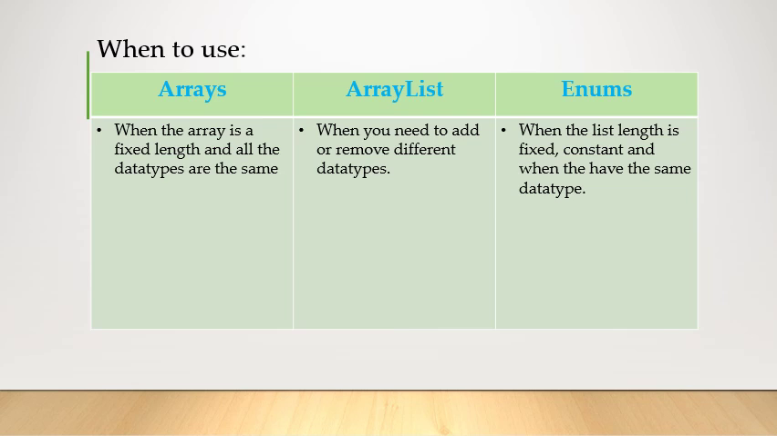When to use an array, array list, or enums. For arrays, you use it when the list is a fixed length and all the data types are the same. Under array lists, you need to use it when you need to add or remove different data types. And under enums, when the list length is fixed, constant, and when you have the same data type is when they can be used.